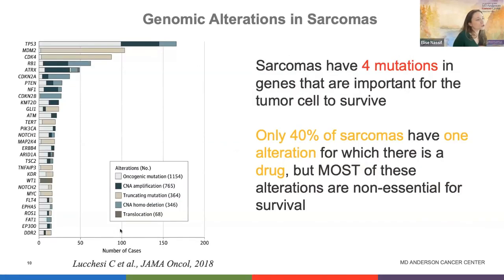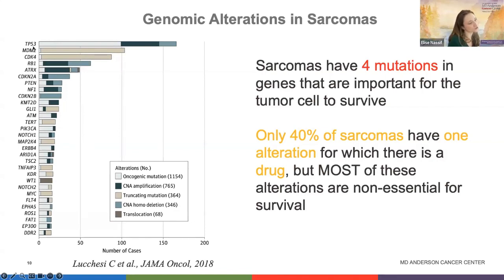So when we focus just on sarcoma patients, this is a diagram on the left showing you the most frequently mutated genes in sarcomas. This is just a representation, but you do not need to know the names of those genes. When we look on average at all sarcomas, we find 4 essential genes mutated in a sarcoma. On average, there are 4 genes that are really essential, critical to the tumor cell to survive.